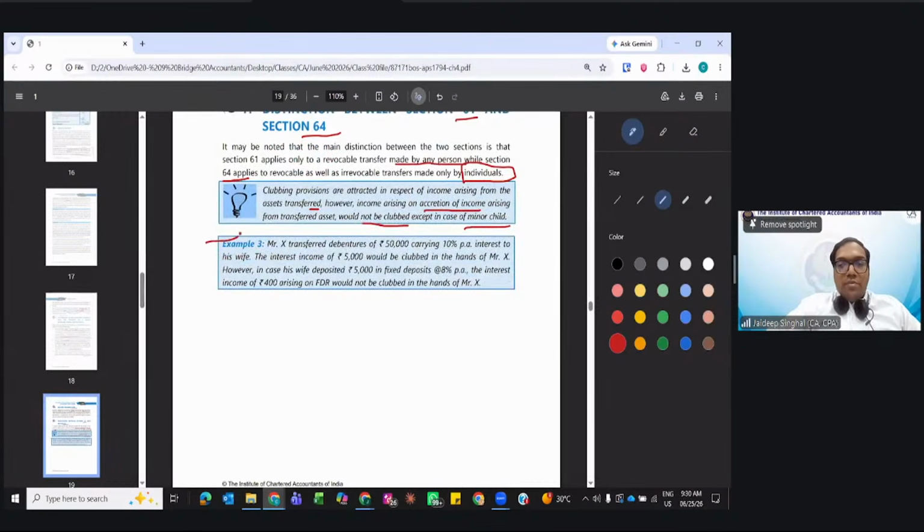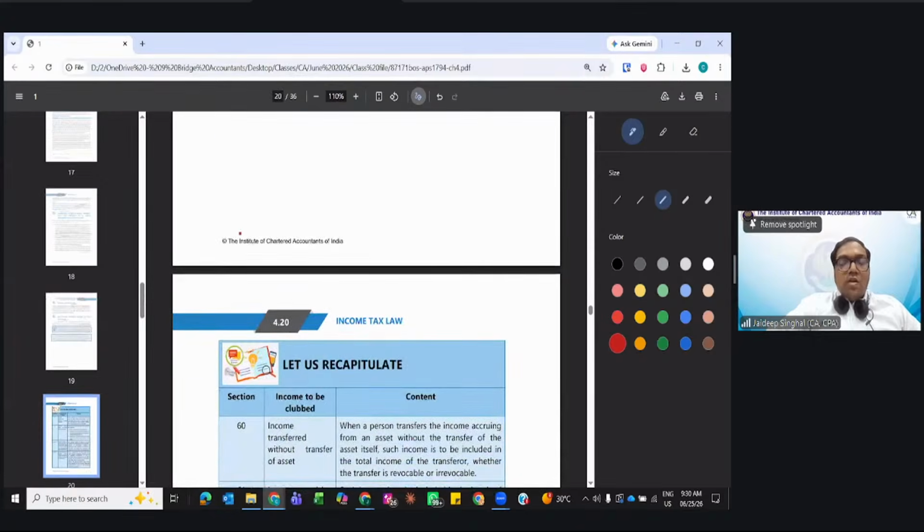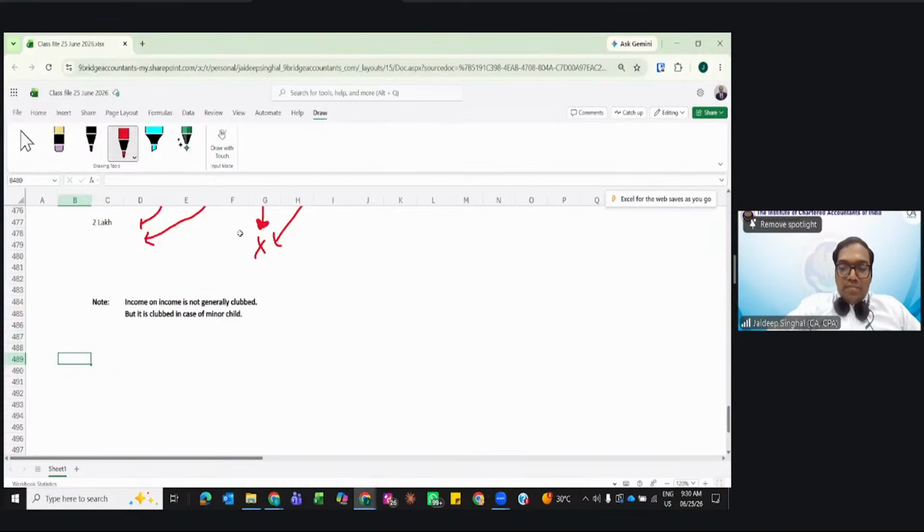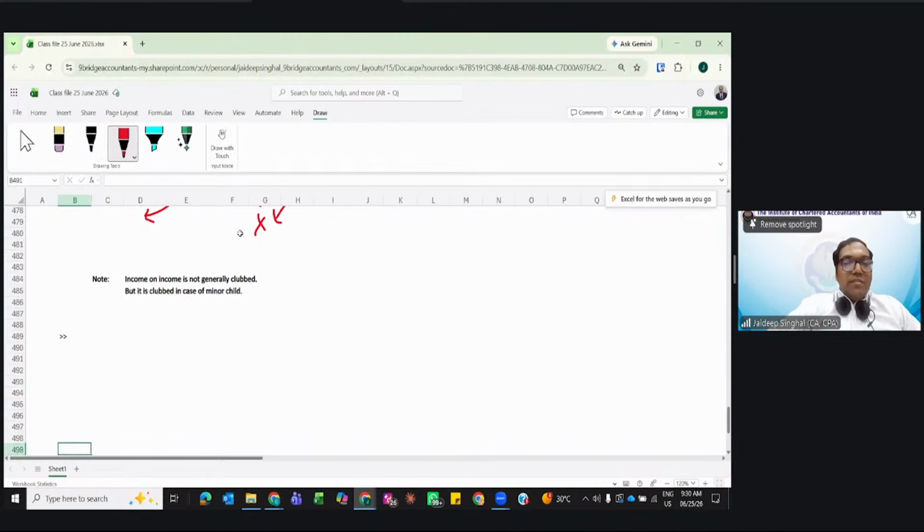This example you can do. So this was your entire chapter, clubbing of income. Okay, I'm giving you one question quickly. Everyone, please solve it. I'm giving you one question.